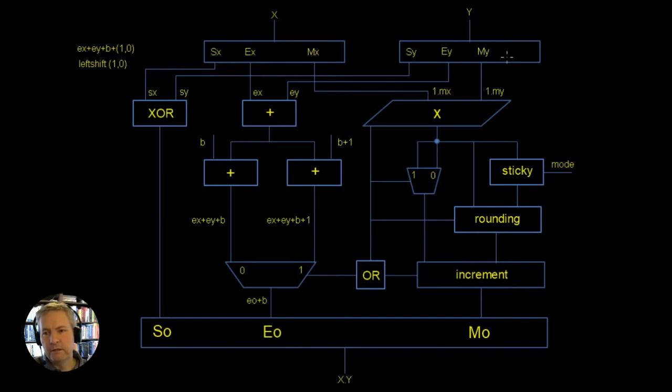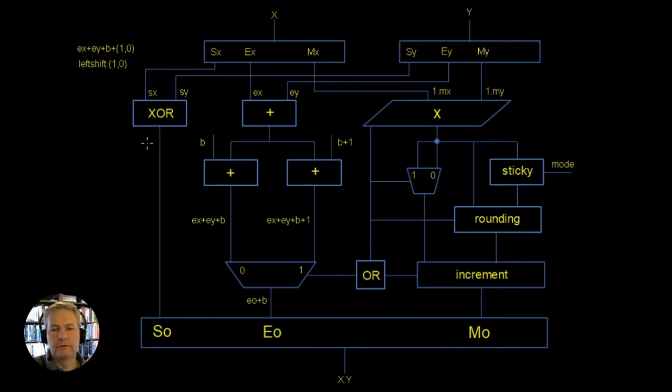Now the first level here, we've got a couple of boxes. Those boxes are used in order to split the signal for our X and our Y into the sign, the 8-bit exponent and the 23-bit mantissa for both X and Y.